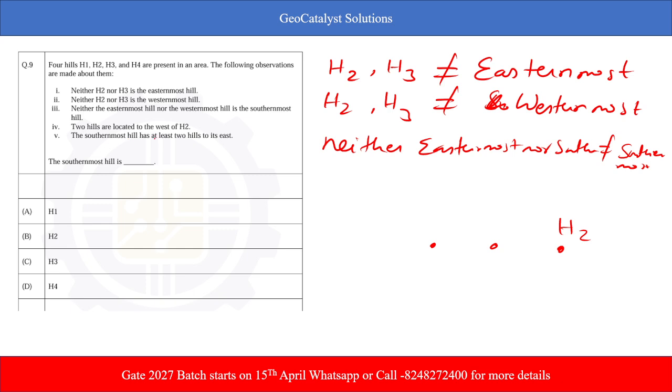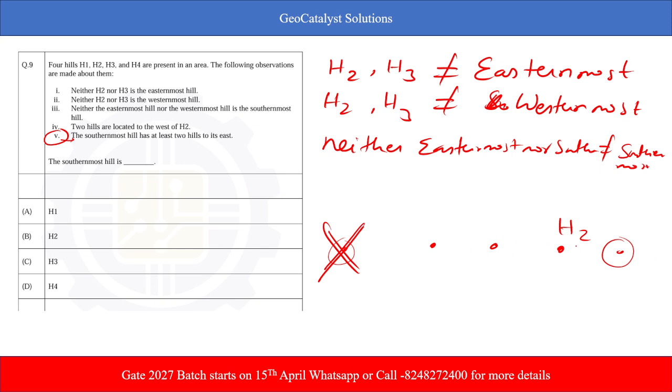The southernmost hill has at least two hills to its east. So we will come to this statement later. So H2, we have two here. That is sure. Now the third hill can be here or here. Now how to decide? H2 is not easternmost, so one hill must be to the east here also. So our fourth hill can't be here. It will be here. So that is also fixed.